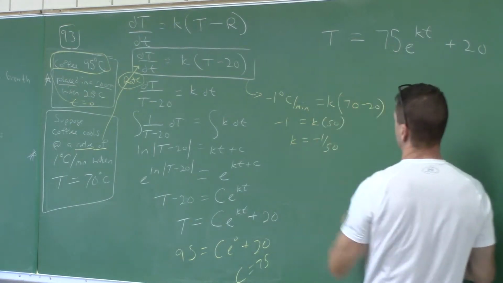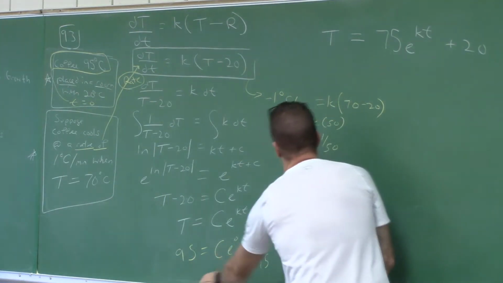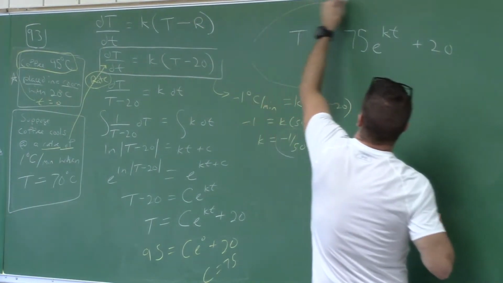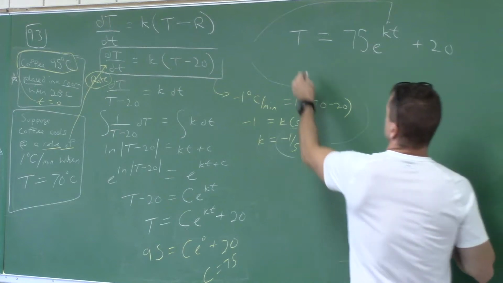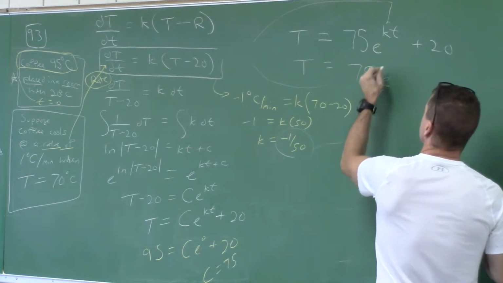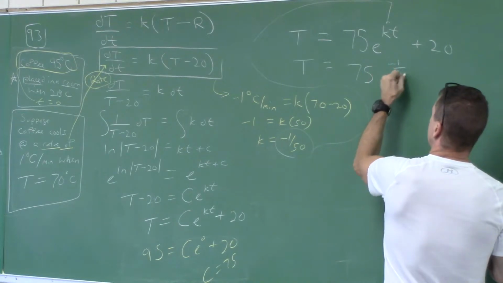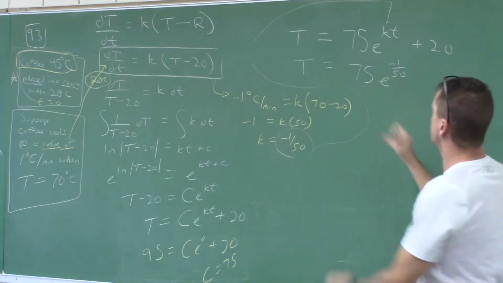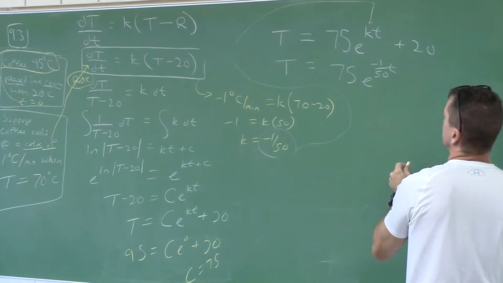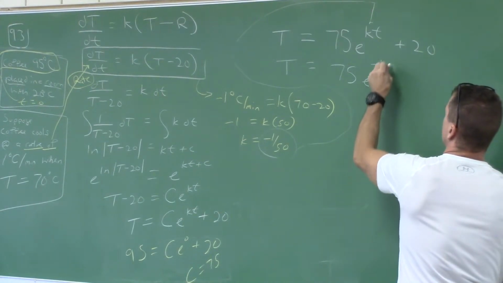We got the K. I'm just going to plug it in now, everyone. Take this, put it right into that old constant right here. And here's the final answer. Temperature equals 75 e to the negative 1/50 t plus 20. Yeah, we knew this was going to be a negative exponent, with the temperature decreasing. Plus 20.